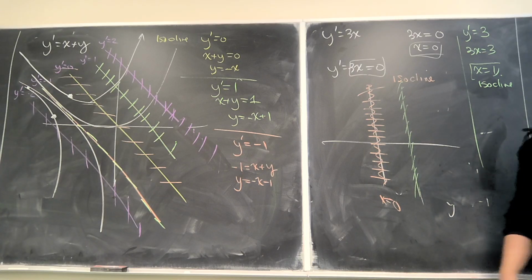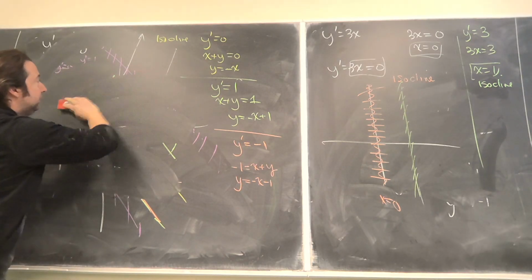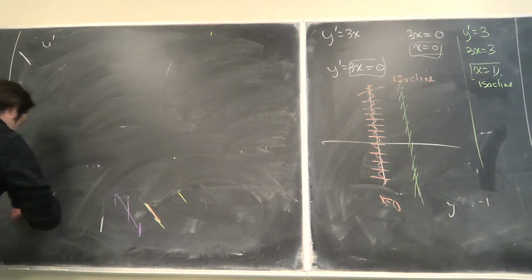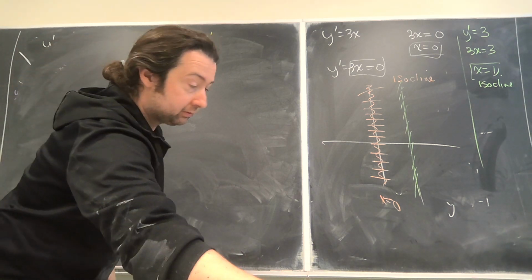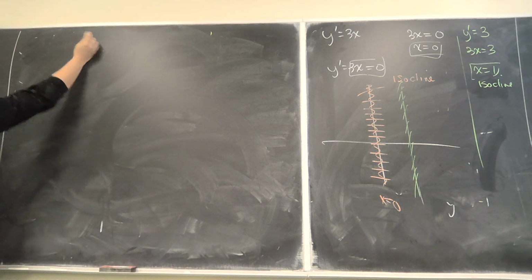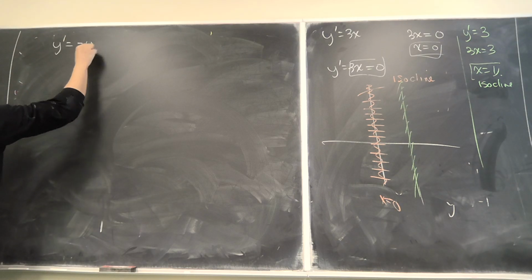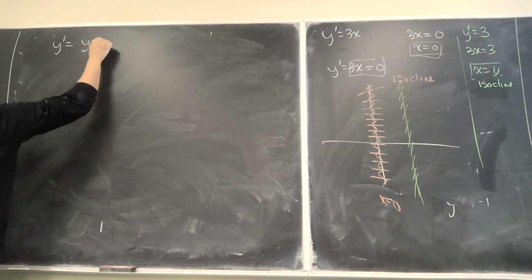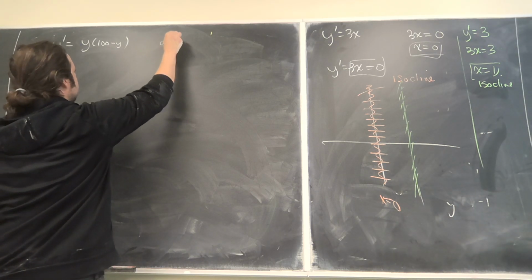Oh. All right, I have a different model to show you, which I think is one of the most important, and it's an example of a type of equation called an autonomous equation. So let's look at a different model. We're going to look at y prime is equal to y times (100 minus y). So this equation is of a type that's called autonomous.